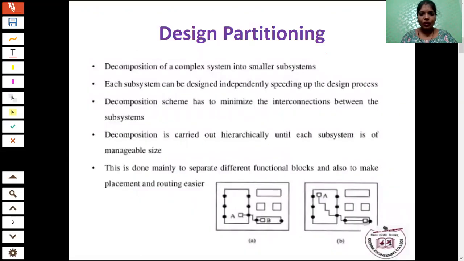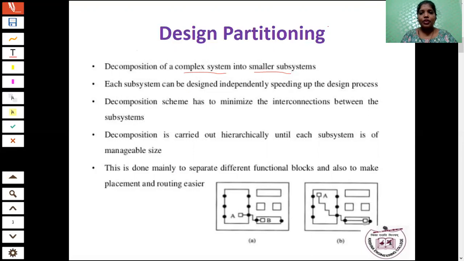So first you have to know what is design partitioning. So what is the meaning of partitioning? Partitioning is nothing but dividing. Suppose you are going to design any complex system, it is very difficult to design a system at one stage. So for that we go for design partitioning. In design partitioning, we divide the complex system into smaller subsystems.